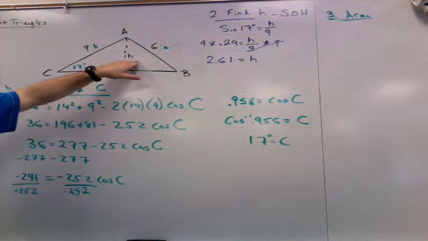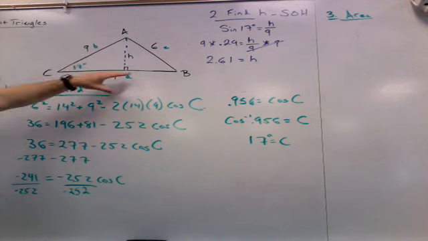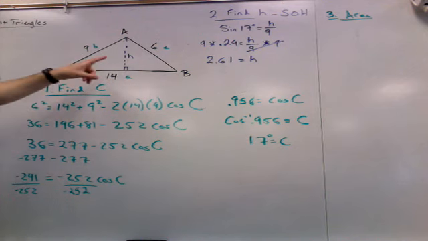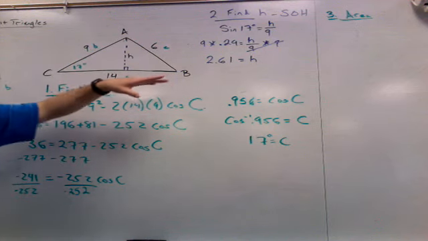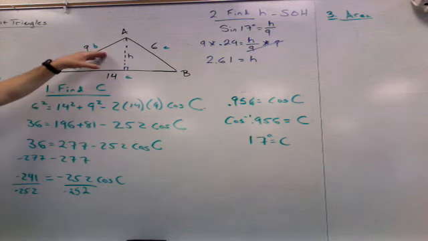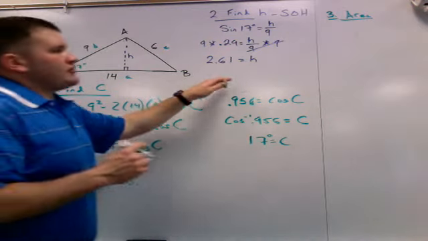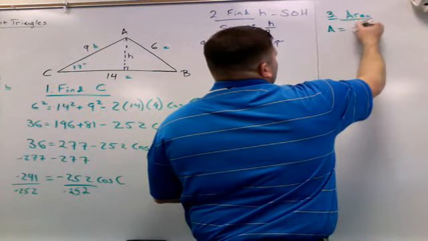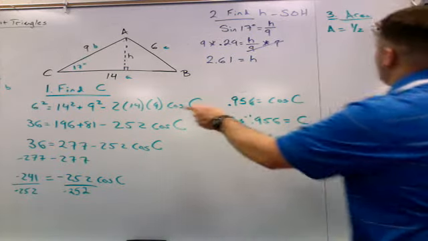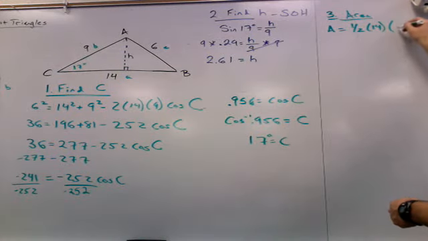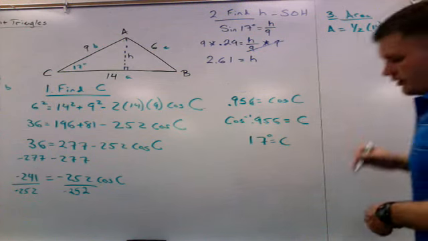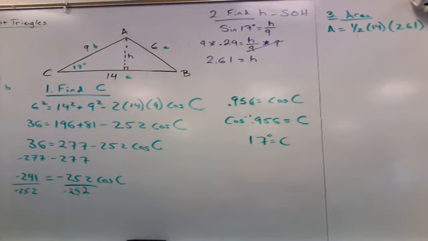If h is my height, we have to use the side that's perpendicular to h to find my area. I can't do h times 9 because they're not perpendicular. I can't do h times 6 because they're not perpendicular. So our area will equal 1/2 of our base, 14, times our height, 2.61. You can type in your calculator 0.5 times 14 times 2.61.